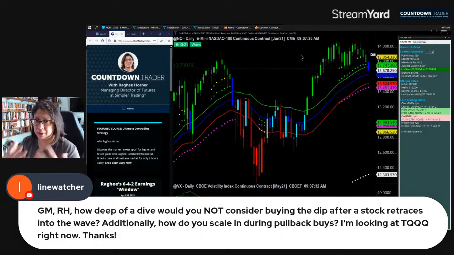Why the QQQs? Coming from a futures trader, I'll play the QQQs. I'll play the NASDAQ futures as well. Remember, this is a $17,000 initial margin requirement. Not exactly everyone's cup of tea.